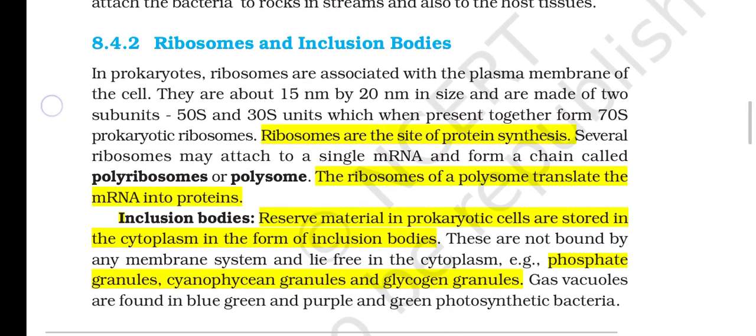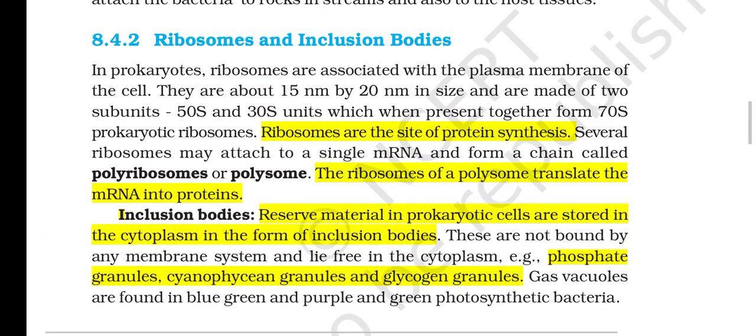8.4.2 Ribosomes and inclusion bodies. In prokaryotes, ribosomes are associated with the plasma membrane of the cell. They are about 15 nanometer by 20 nanometer in size and are made of two subunits, 50S and 30S units, which when present together form 70S prokaryotic ribosomes. Ribosomes are the site of protein synthesis. Several ribosomes may attach to a single mRNA and form a chain called polyribosomes or polysome. The ribosomes of a polysome translate the mRNA into proteins.